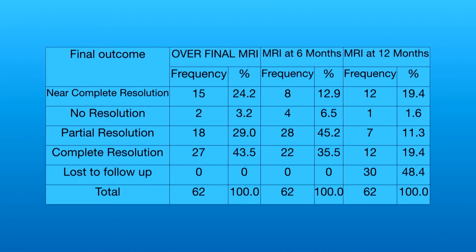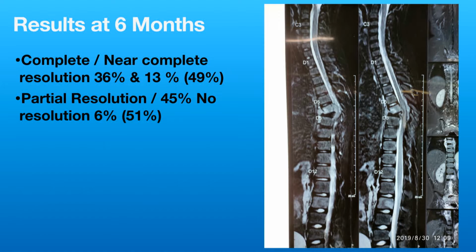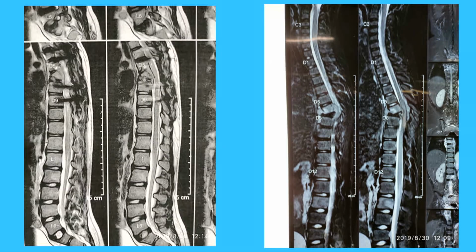Now, MRIs were done at 6 months, 12 months, and depending on further recovery, the patients were subjected to 3 monthly MRI till the end of therapy. Our results at 6 months showed almost 49% of the patients had near complete and complete healing, whereas 51% of patients didn't show any resolution or showed partial resolution. So, at 6 months, only 50% of our patients showed healing.